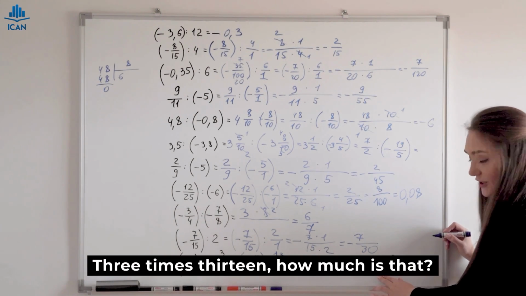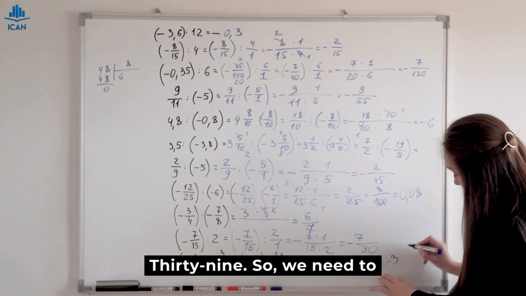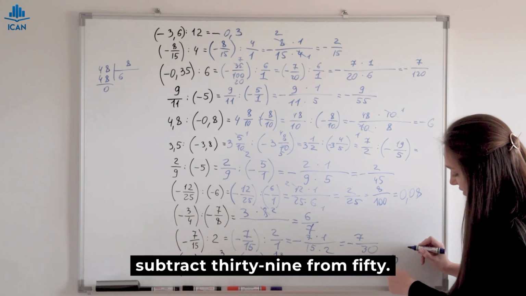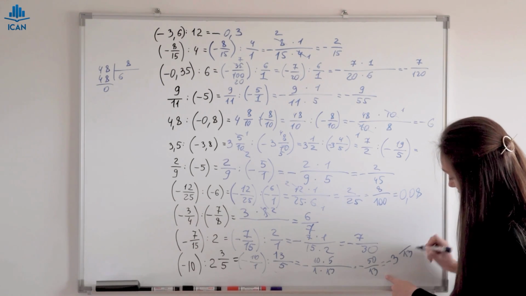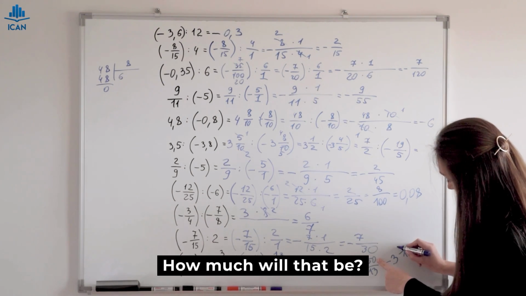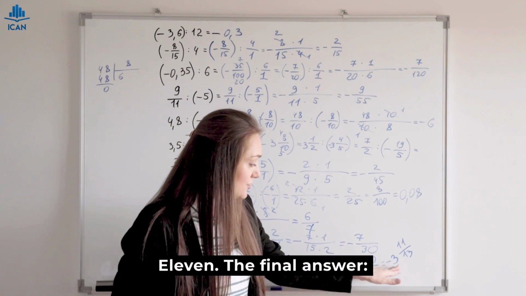3 times 13, how much is that? 39. So we need to subtract 39 from 50. How much will that be? 11. The final answer, minus 3 and 11/13.